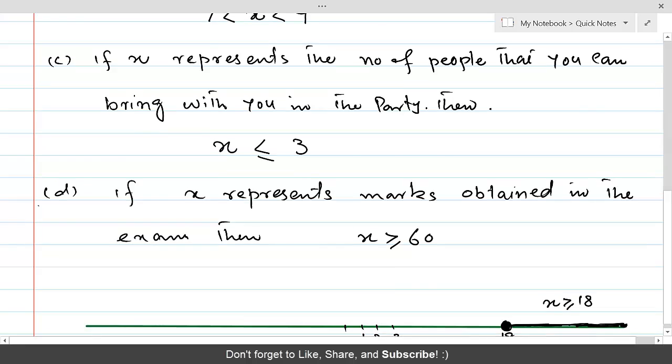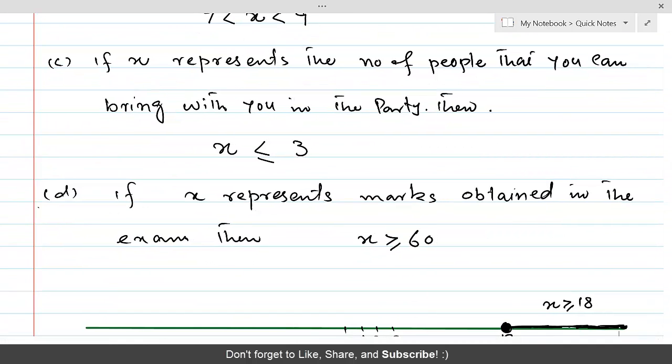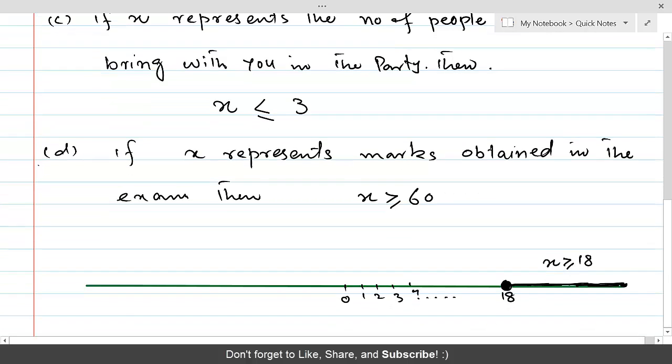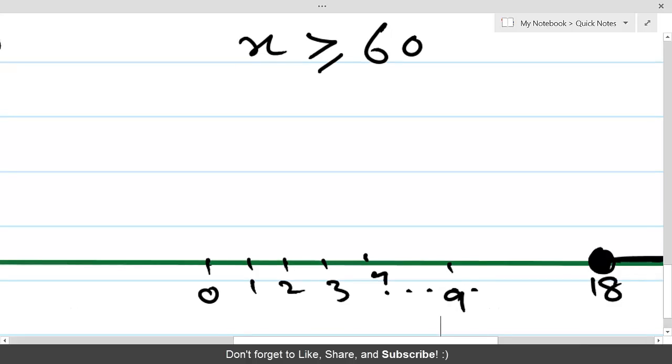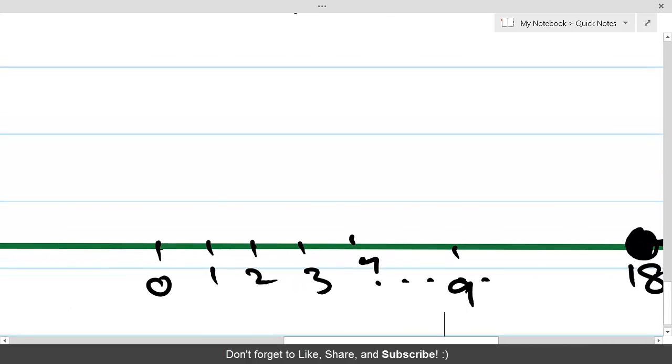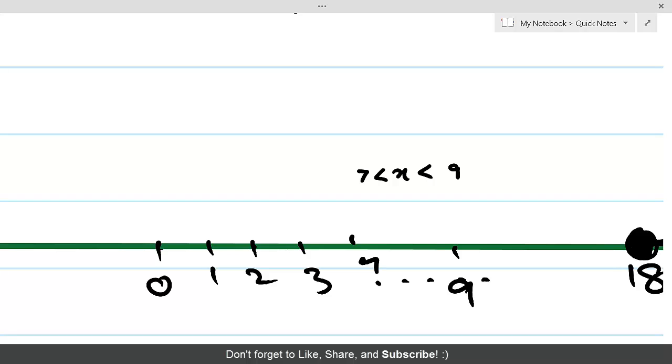Similarly, if we want to draw the graph for the second one, where x is between 7 and 9, let's say that 7 and 9 are here somewhere. Here this is 7 and this is 9. The inequality itself is 7 is less than x, x is less than 9, which means x is to the right of 7 but x is to the left of 9.